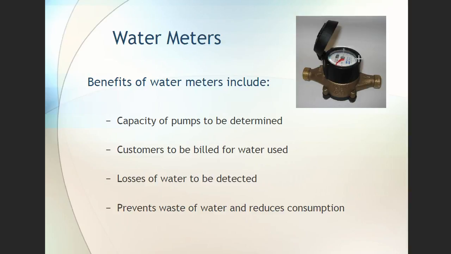Water meters. The benefits of water meters include that the capacity of pumps can be determined. Customers basically are billed for water use. This has been the typical way, although this is changing because of conservation. Losses of water can be detected, and it prevents the waste of water and reduces consumption. There are certainly still a lot of systems that are not metered, although by law 2020 is the magic number in the year coming. Every system's going to have water meters on it.